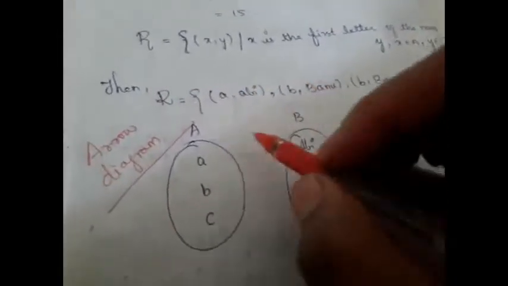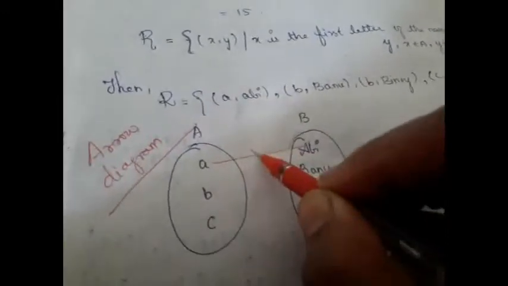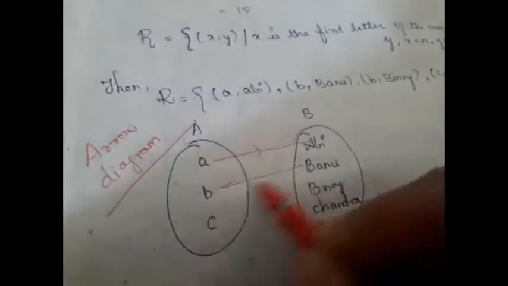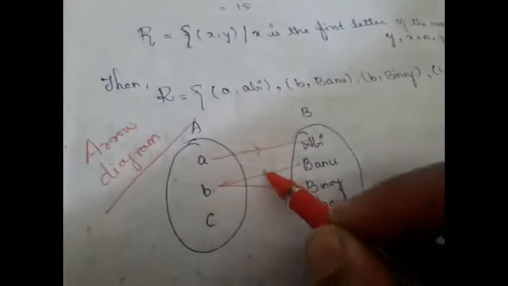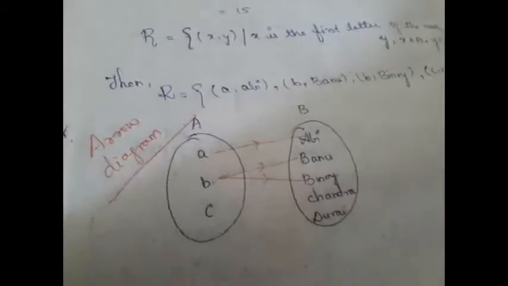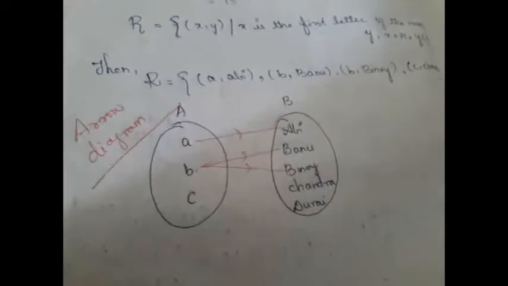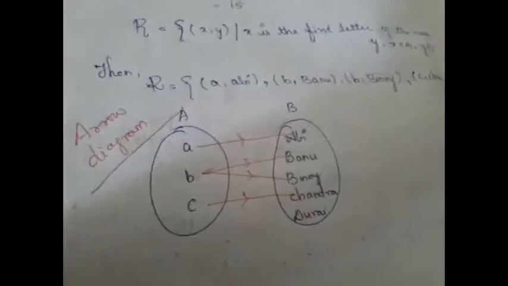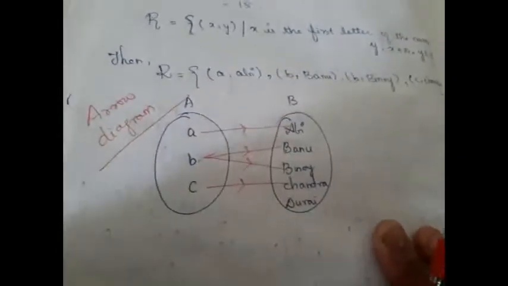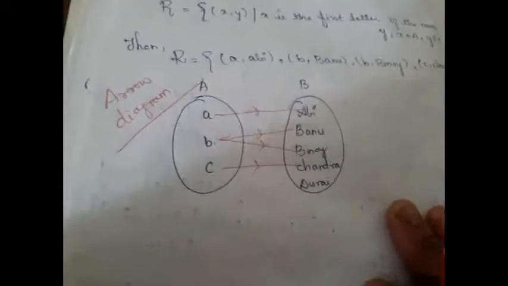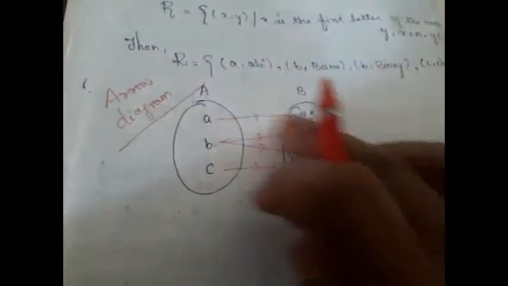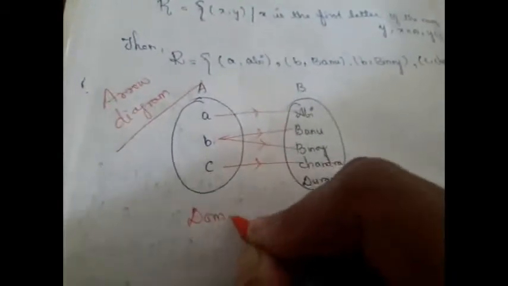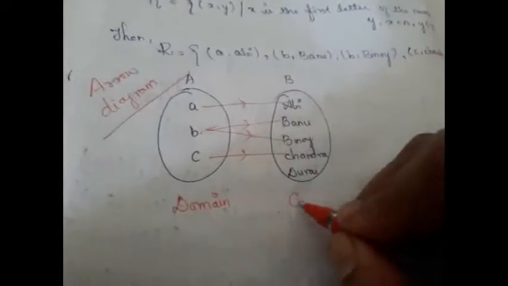Now A is mapped to whom? A to Abhi. You have to put an arrow. B is mapped to Banu as well as Binay. Therefore, I am showing it like this. Then C is mapped to Chandra. Right? Now this is called an arrow diagram. And we have names for this set and this set. The first set elements are called the domain, and the second set elements are called the codomain.